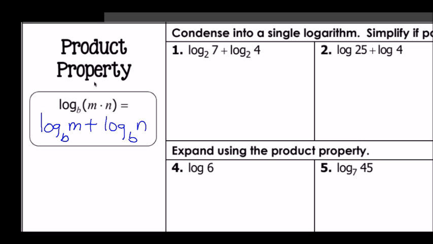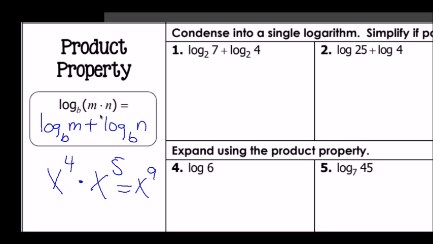It's the product property, because when I multiply like bases, for instance, if I had x to the 4th times x to the 5th, if I wanted to combine those, what would I do with the 4 and the 5? You would add them. So this would become x to the 9th. Same idea. Okay? Addition implies multiplication when you're talking about logarithms.